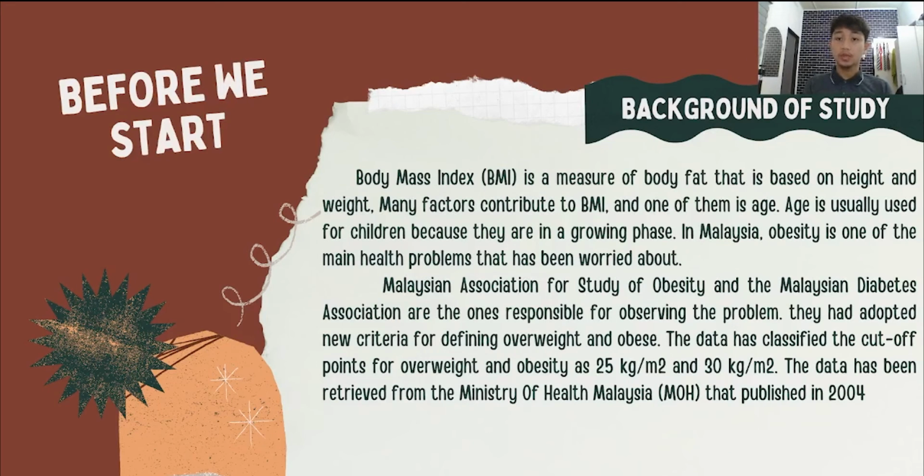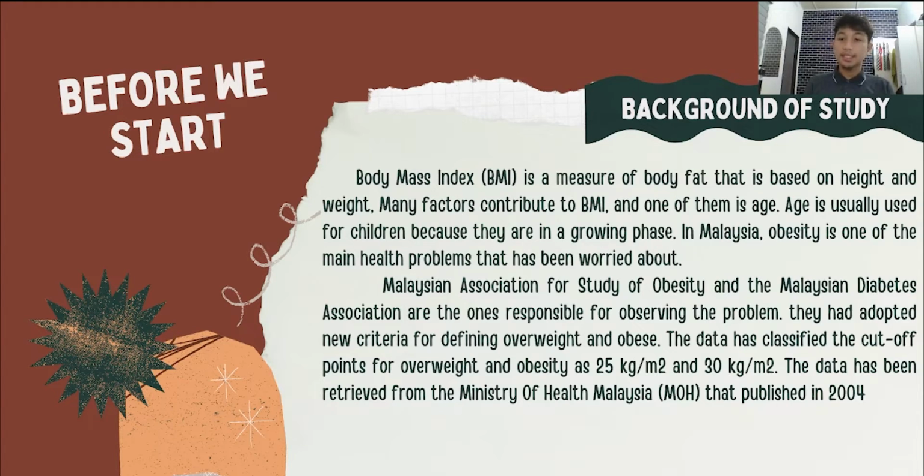Before we start, we are going to talk a little bit about the background of the study. Body mass index, which is called BMI, is a measure of body fat that is based on height and also weight. Many factors contribute to BMI, and one of them is age. Age is usually used for children because they are in a growing phase.